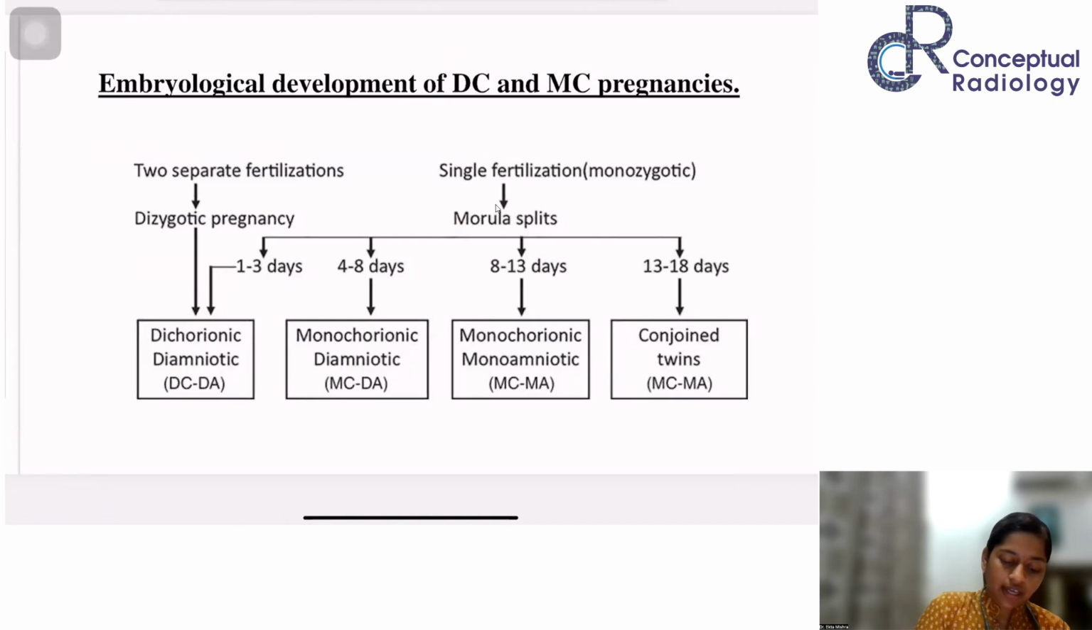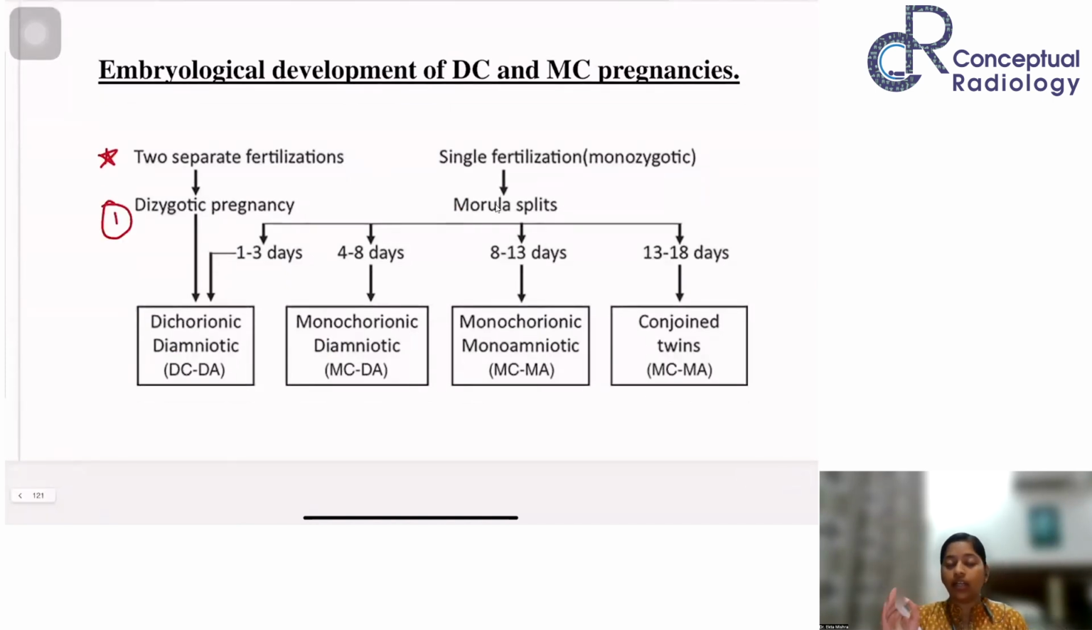If there are two separate fertilizations, it leads to a dizygotic pregnancy. And all the dizygotic pregnancies are dichorionic and diamniotic. Why? Because two cell lines are there. They will form their own chorion, so dichorionic, and they will have their own amniotic cavity in which they'll develop, so diamniotic. Right? But what is a monozygotic pregnancy?